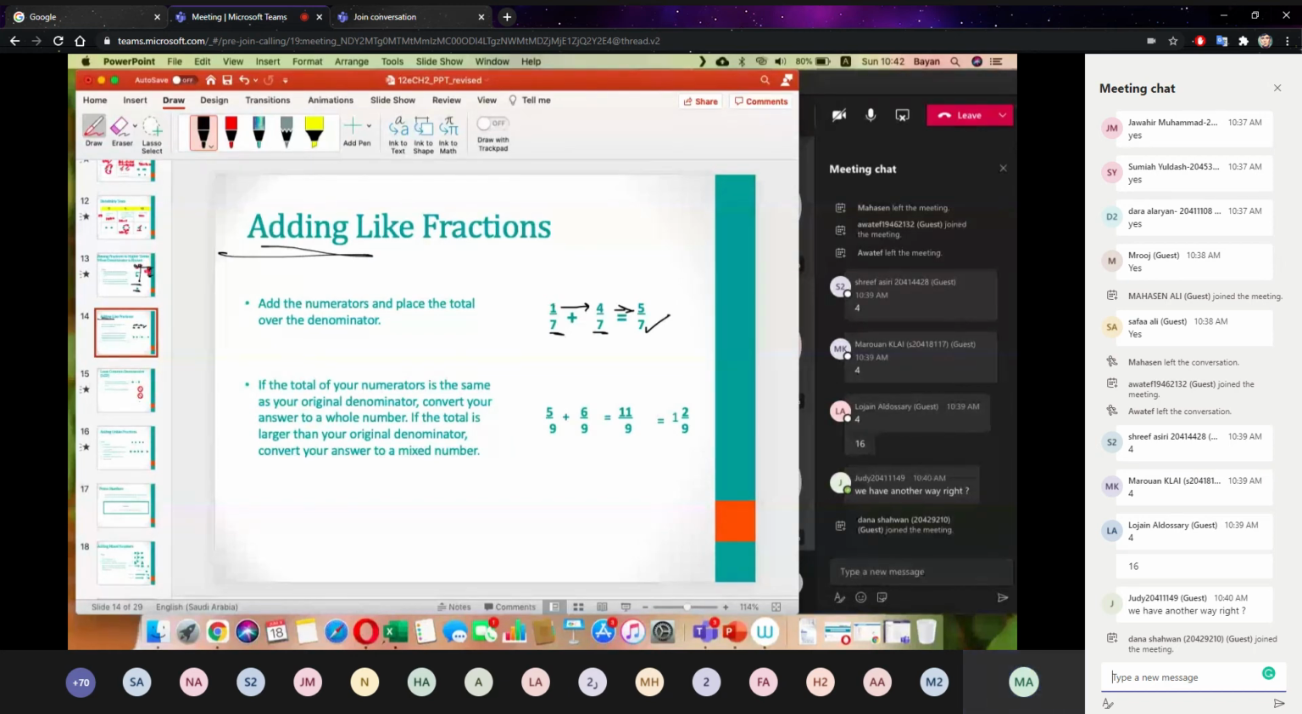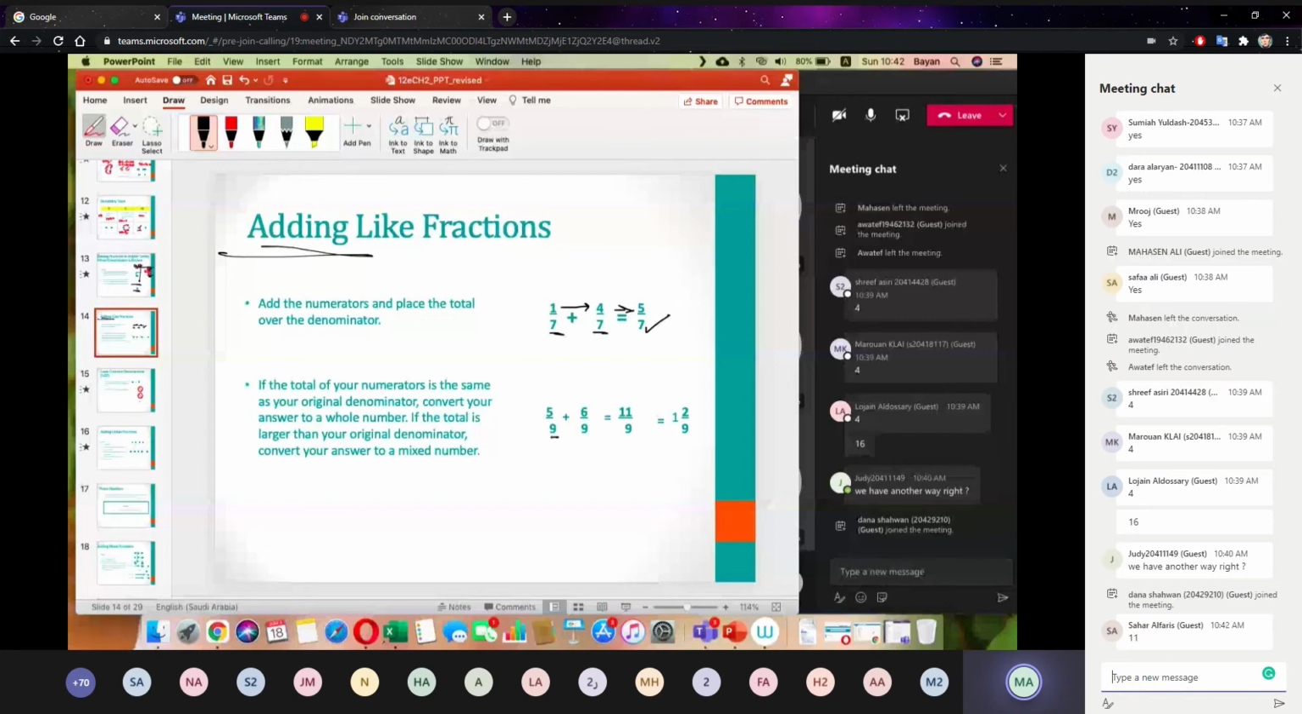One plus 4 equals 5. Here we have 5 over 9 plus 6 over 9. We have the same denominator here. 5 plus 6 is 11. So we have 11 over 9.